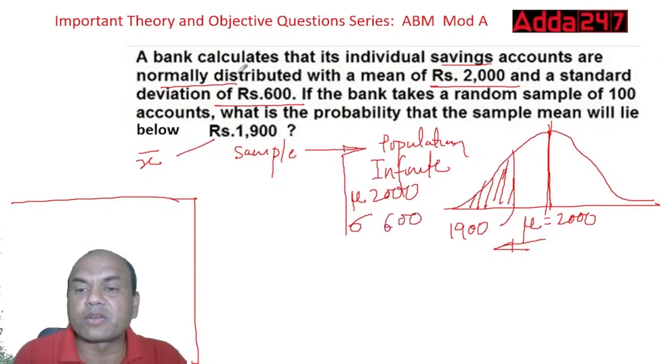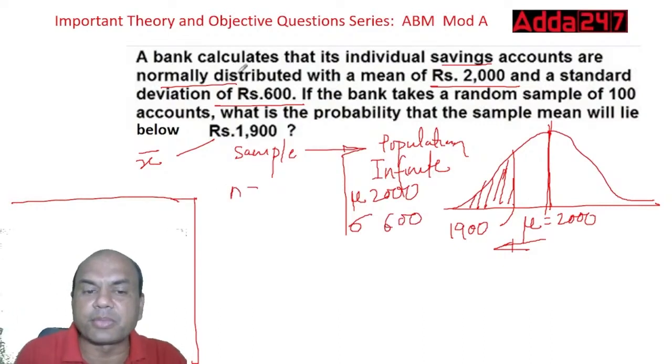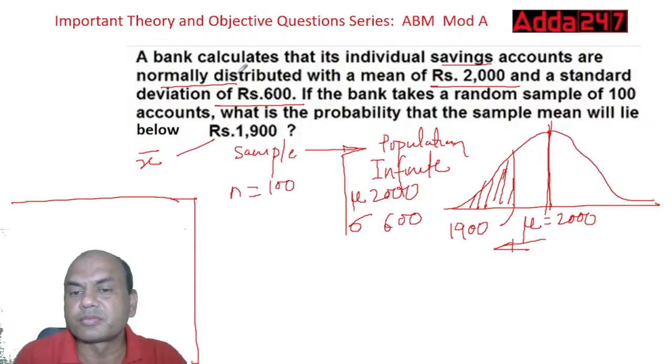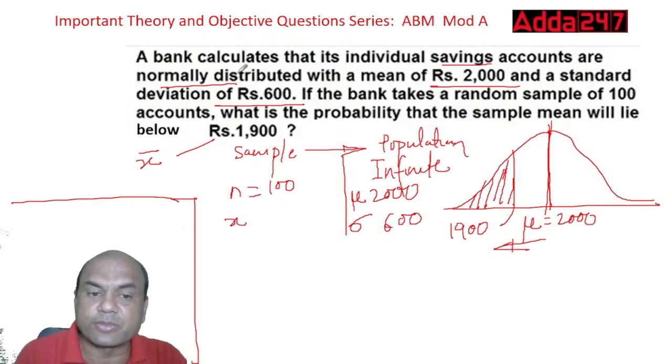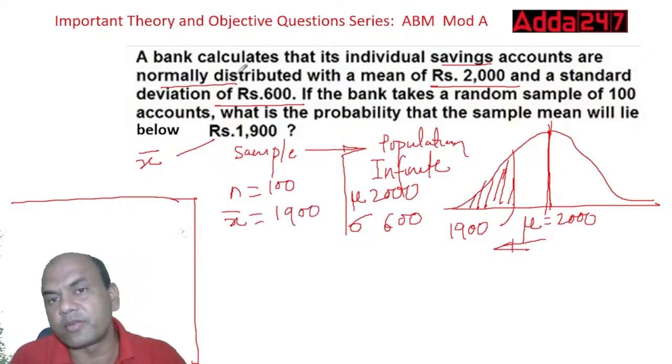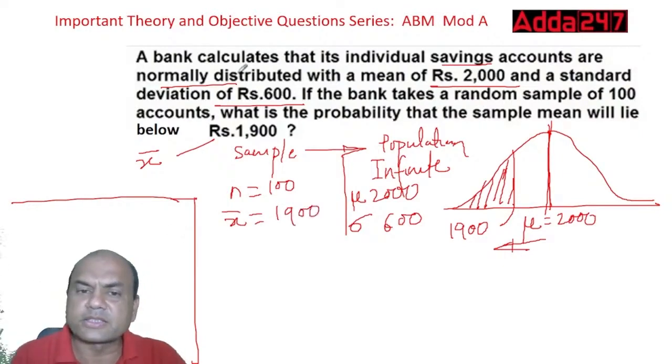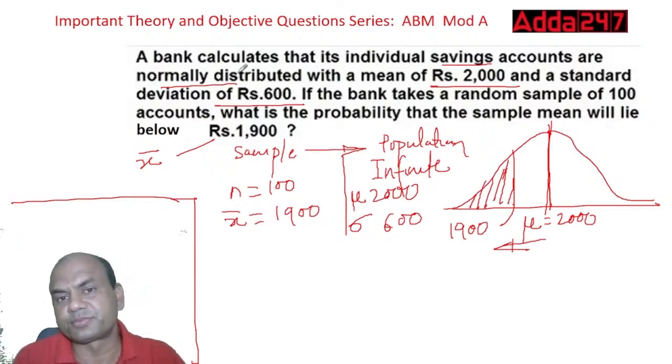Then on the sample side, what is given? Small n, sample size is given as 100. What about the sample mean? You don't know, so we'll call this x bar. X bar is given as 1900. So these are the four values you have. Whenever you get such a problem, you first divide it into these four parts.